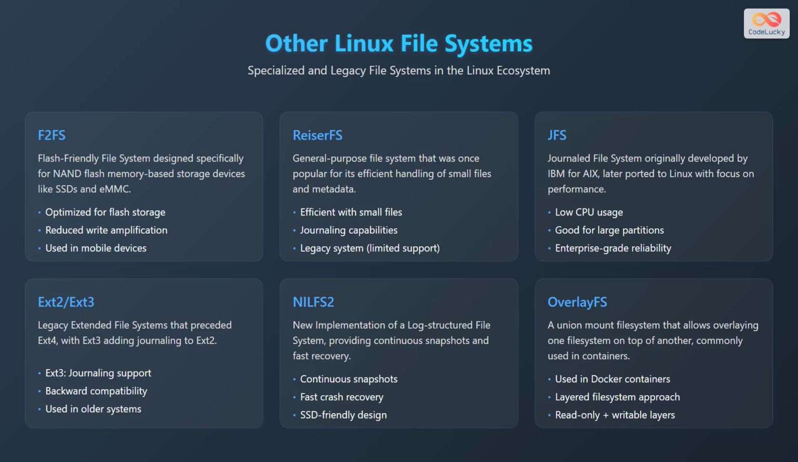Then we have JFS, Journaled File System, originally developed by IBM for AIX, later ported to Linux with focus on performance. It has low CPU usage, is good for large partitions, and offers enterprise-grade reliability. We also have Extension 2 and Extension 3, which are legacy extended file systems that preceded Extension 4. Extension 3 added journaling to Extension 2. They have backward compatibility and are used in older systems.